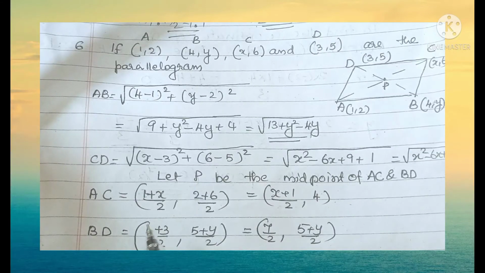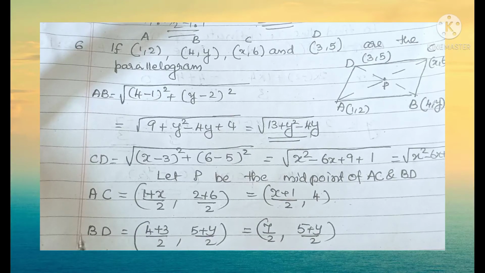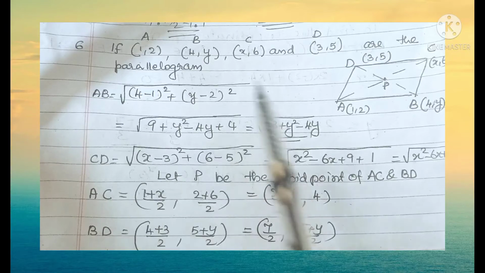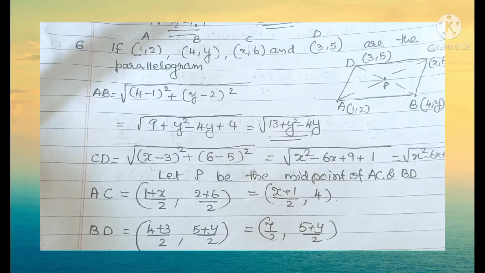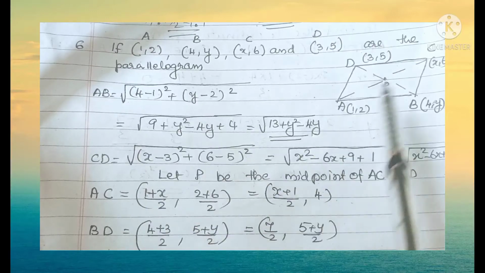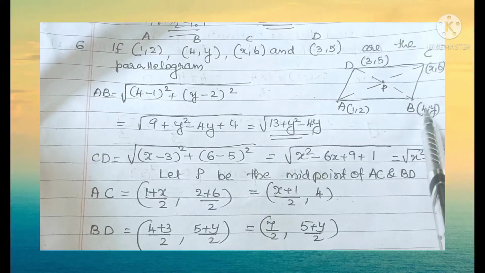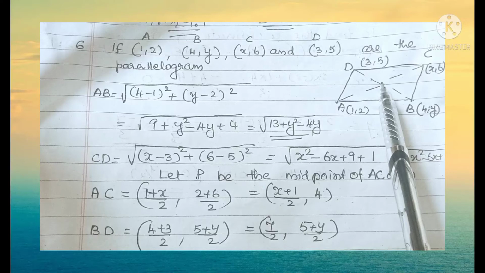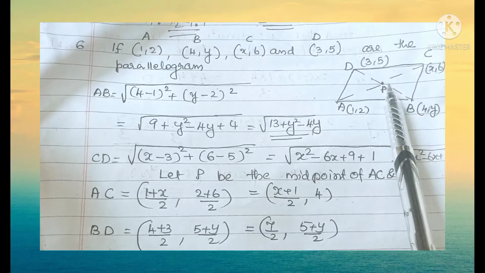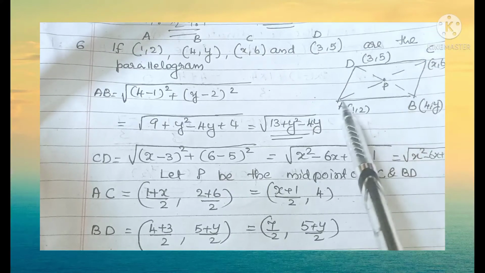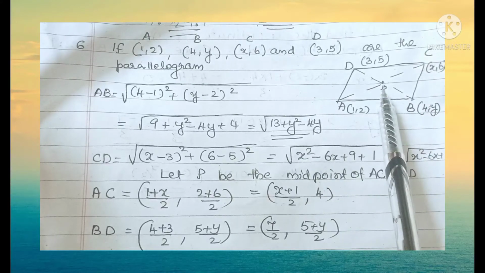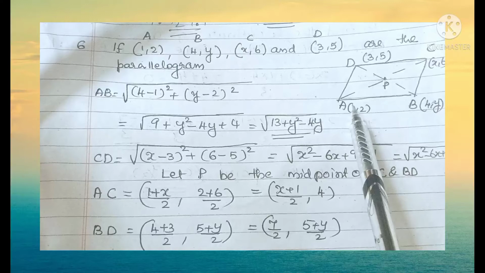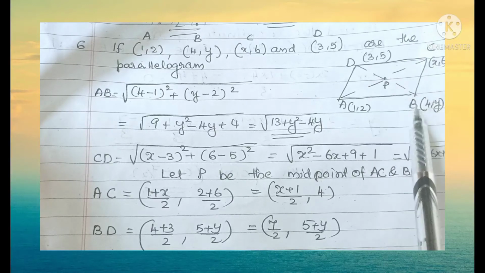Next question. Vertices of the parallelogram are taken in order. Find x and y. Here (1, 2), (4, y), (x, 6) and (3, 5) are the vertices of the parallelogram. And we want to consider the diagonals. Diagonals bisect each other. That means P is the midpoint of the diagonals AC and DB. Since P is the midpoint, we want to find the midpoint of AC and midpoint of DB.